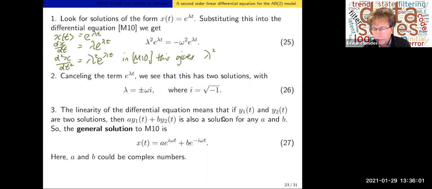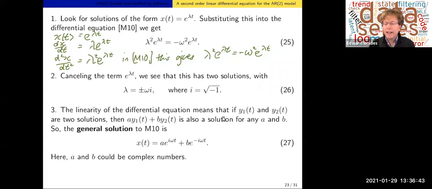So we get the equation 25 that I just wrote there. And then the e to the lambda t cancels. E to the lambda t is positive, so we're not dividing through by 0. And so we get lambda squared is minus omega squared, which gives lambda is plus or minus omega i, where i is the square root of -1. Looks like we have some complex numbers to deal with. Now, this gives us two solutions.